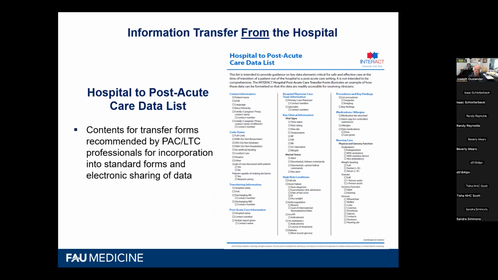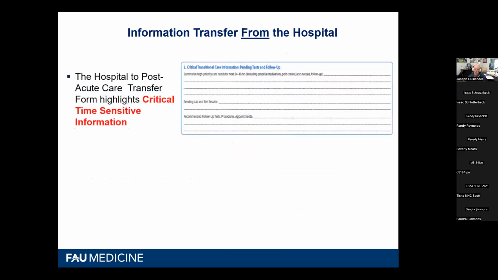And vice versa. This is a data list that should come back from the hospital. This was developed by a panel of nursing home providers, mostly in Florida. This is a checklist of what nursing home providers think they need from the hospital. And then there's a spot for critical information that comes back. I could give you numerous examples of that.